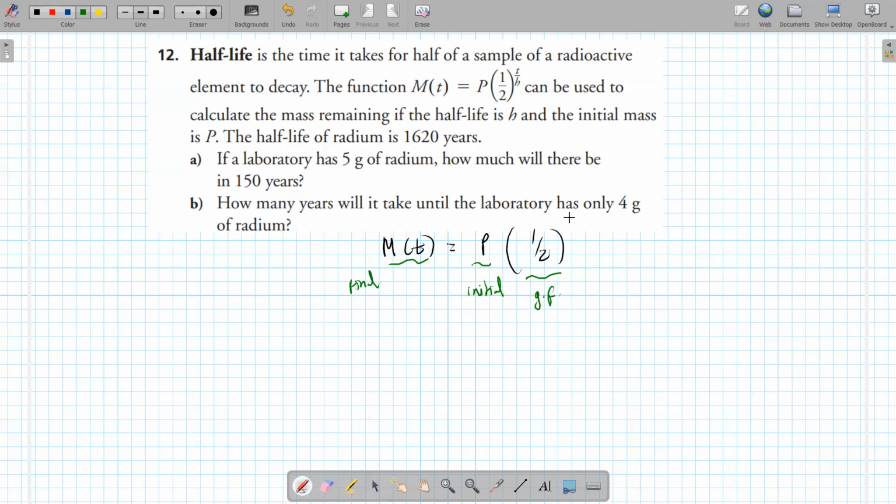But last time in the exponent, we had T, but now we have T divided by H. T is the time that has passed, just like the T for the last question. And H is the substance's half-life. How long does it take for it to lose half of its mass? So that is the equation. Let's look at question A. If a lab has 5 grams of radium, which one of these variables is 5? P or M_T?